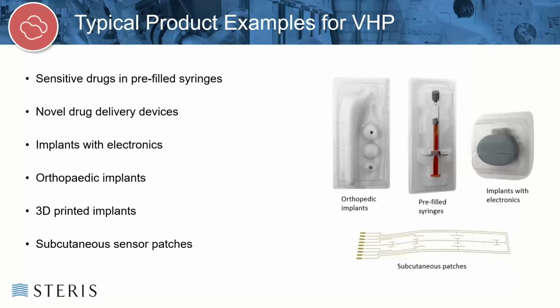We'd also see novel drug delivery devices, implants with electronics, orthopedic implants, as well as 3D printed implants that are only ever going to be done in small volumes. So you'll never need a 16 pallet EO chamber to process them. And then finally, we'd get a lot of subcutaneous sensor patches as well. As I said, this isn't at all an exhaustive list of everything we do, it's just the most common products that we'd see with VHP.